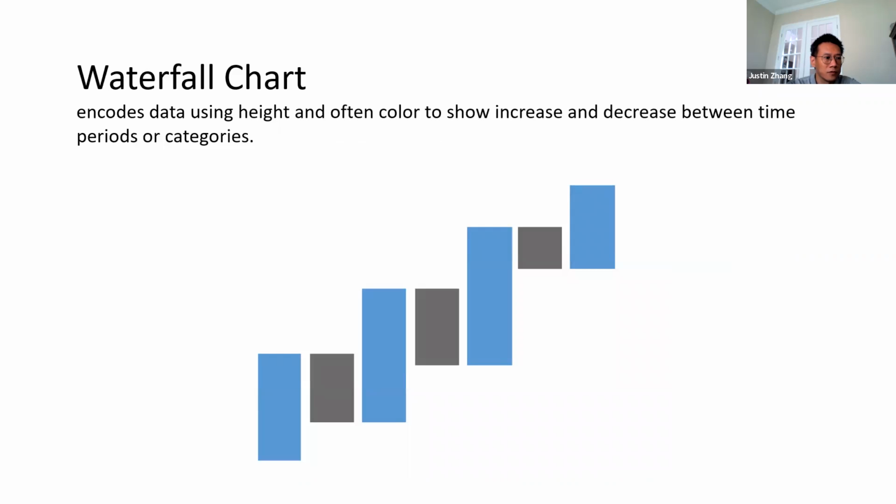Waterfall chart. A waterfall chart uses height and often color to encode data showing an increase and decrease between time periods or categories. This is also not a very common chart type.